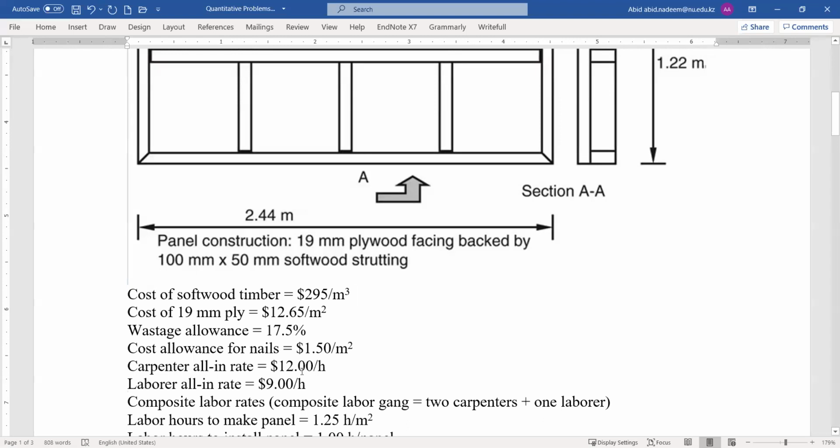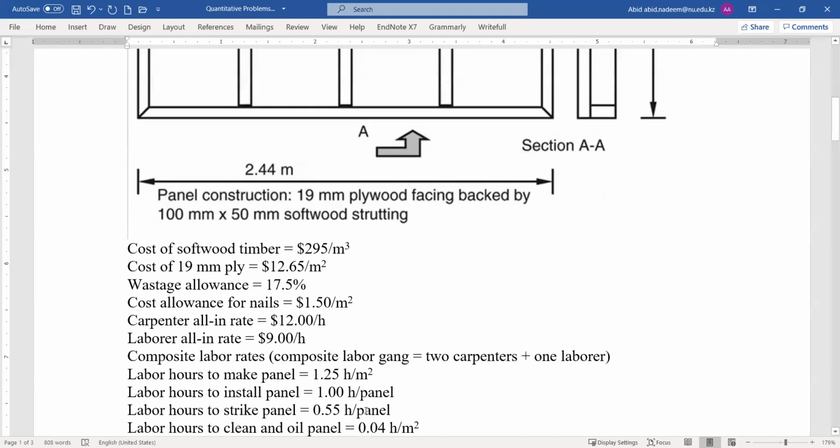The carpenters all-in rate is $12 per hour. Labor all-in rate is $9 per hour. So the composite rate will be based on two carpenters and one labor. And then the labor hours to make the panel are 1.25 hours per square meter. So this type of data is needed to calculate the number of labor hours. It means the average rate for productivity has been shown. That means 1.25 hours per square meter is the productivity of the labor.